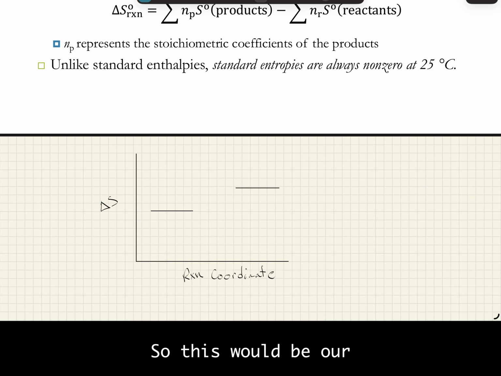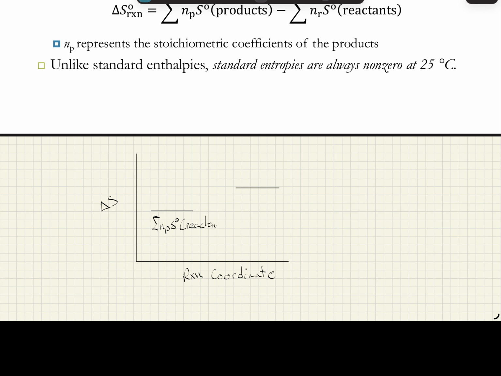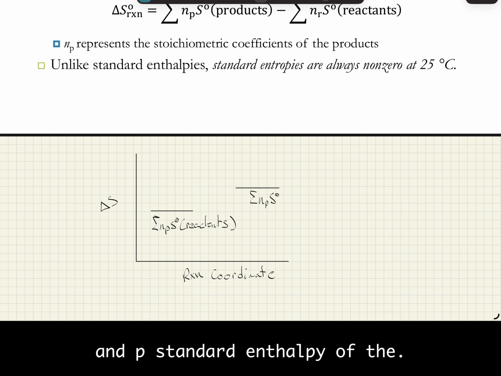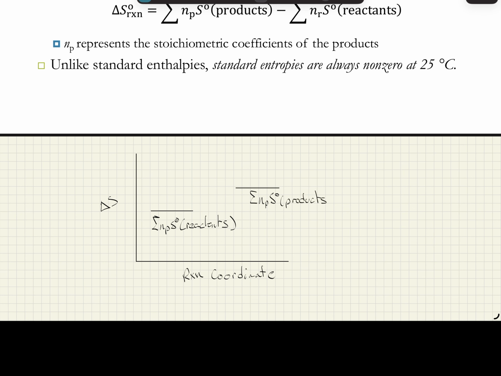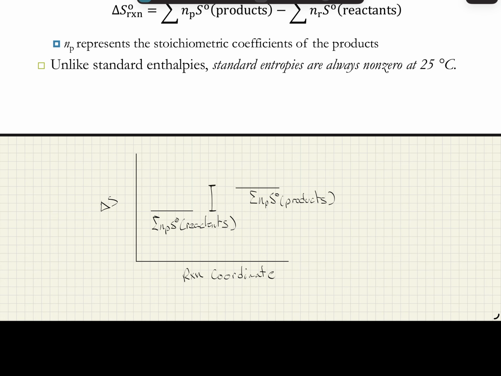So this would be our sum of n times the standard entropy for the reactants. This would be the sum of n times the standard entropy of the products, and then the difference between these is delta S for that reaction.